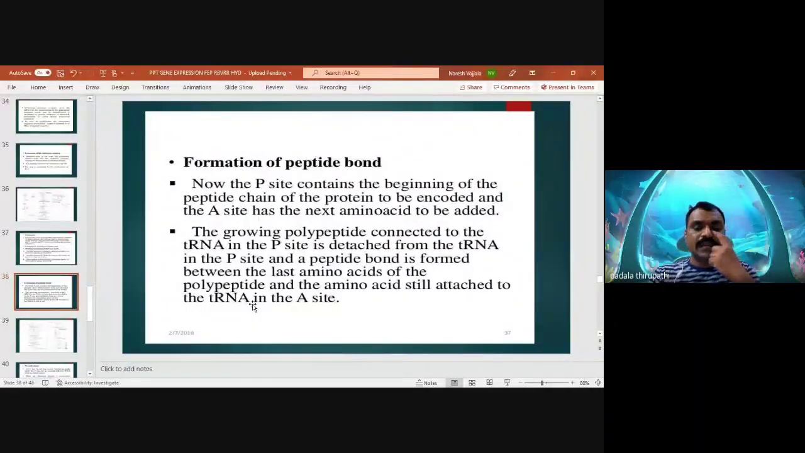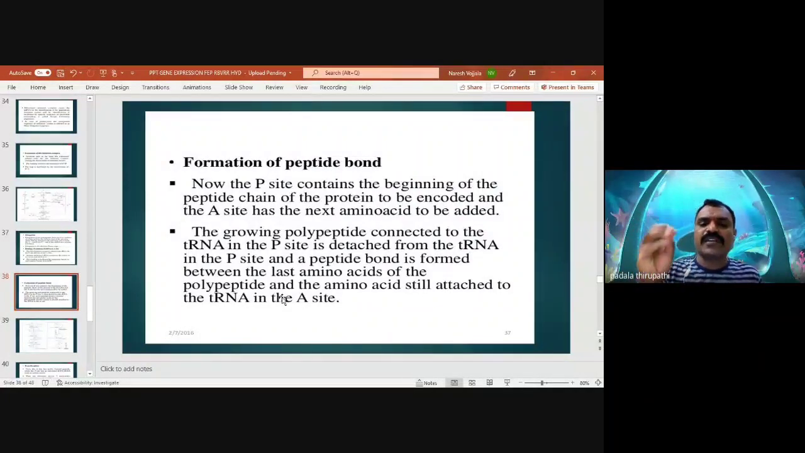Okay, very good. Then the second step of this elongation process is the formation of peptide bond. Now the P site contains the beginning of the peptide chain of the protein to be encoded, and the A site has the next amino acid to be added. The growing polypeptide connected to the tRNA in the P site is detached from the tRNA in the P site, and a peptide bond is formed between the last amino acid of the polypeptide and the amino acid still attached to the tRNA in the A site.